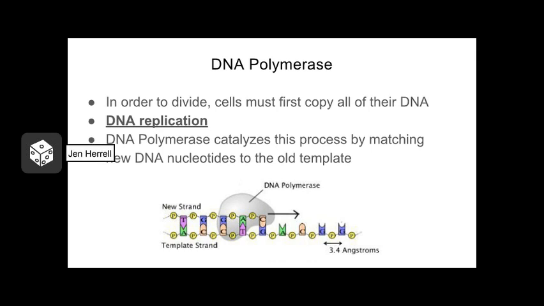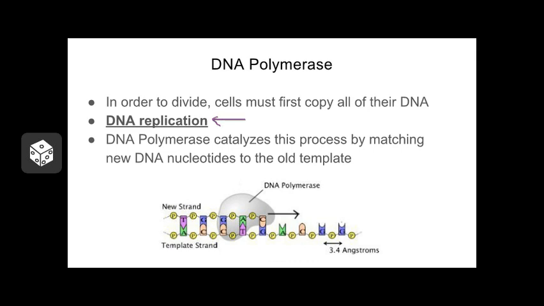Let me give you a few examples of some well-known enzymes. The first is known as DNA polymerase. In order for a cell to reproduce, it has to make a copy of itself. And in order for it to do that, it first has to copy all of the DNA inside the cell, all of the instructions on how to be a cell. We call that process DNA replication, and DNA polymerase plays a key role in DNA replication.